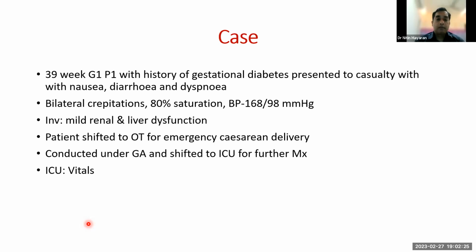The vitals remained stable in the ICU. Seeing this picture, we think the patient has bilateral crepitations, that is pulmonary edema, and desaturation. So we usually take the next level of investigation, that is NT-proBNP and high-sensitivity troponin I. NT-proBNP was elevated to a moderate level, while hs-troponin I was within normal limits. So considering these values, we think it may be a heart failure.